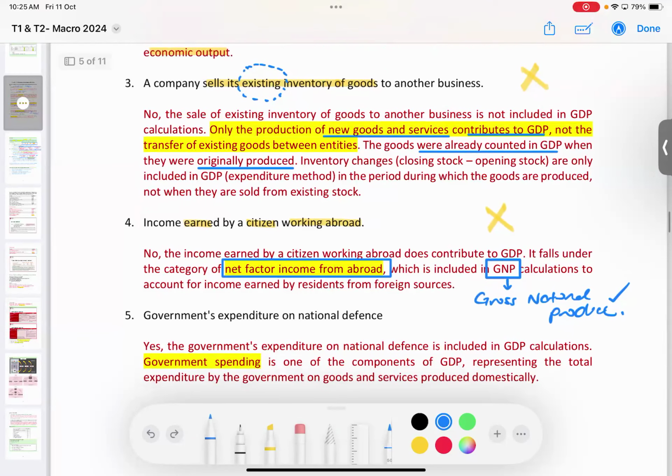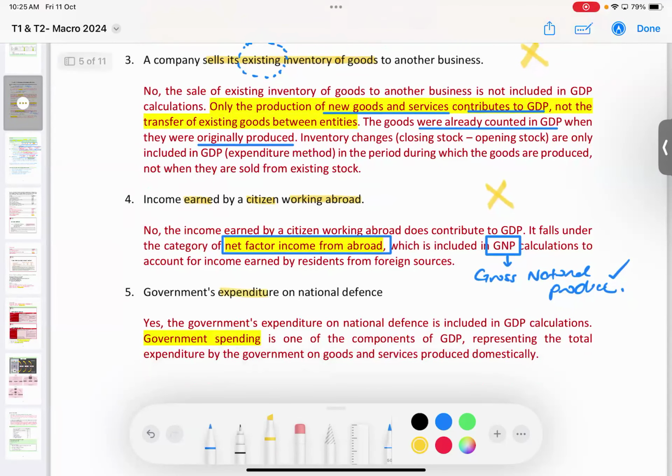Okay. Next one, government expenditure on national defense, like military. So this is part of government spending, and therefore you can put this under the expenditure approach as well. The expenditure approach includes government expenditure. So yes, it will be included in the GDP itself.